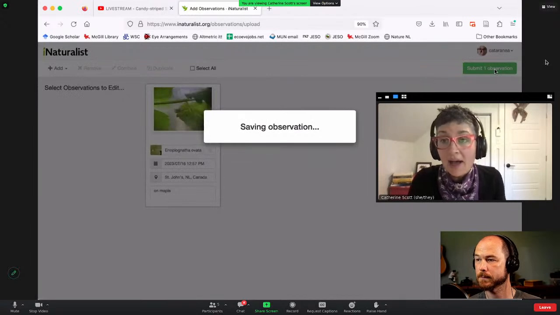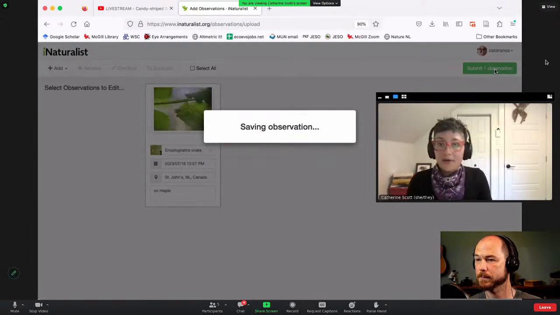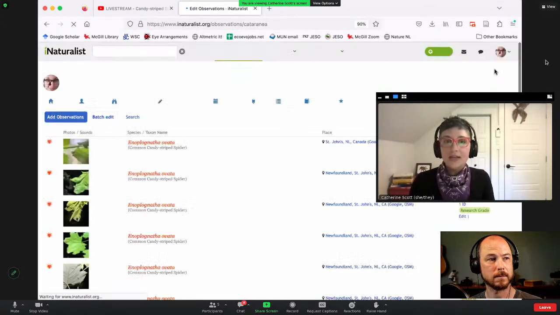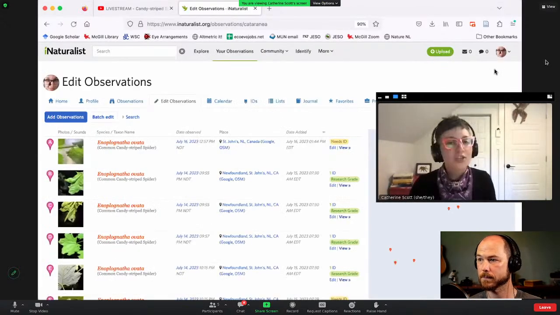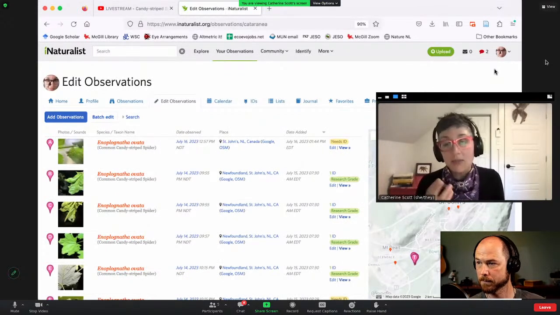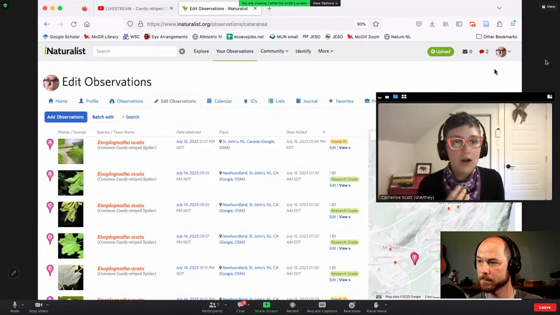And in terms of the candy striped spider project, please do join the project. But even if you are not a member of the project, your observations will automatically be included in the data set as long as they are ID'd as a candy striped spider.